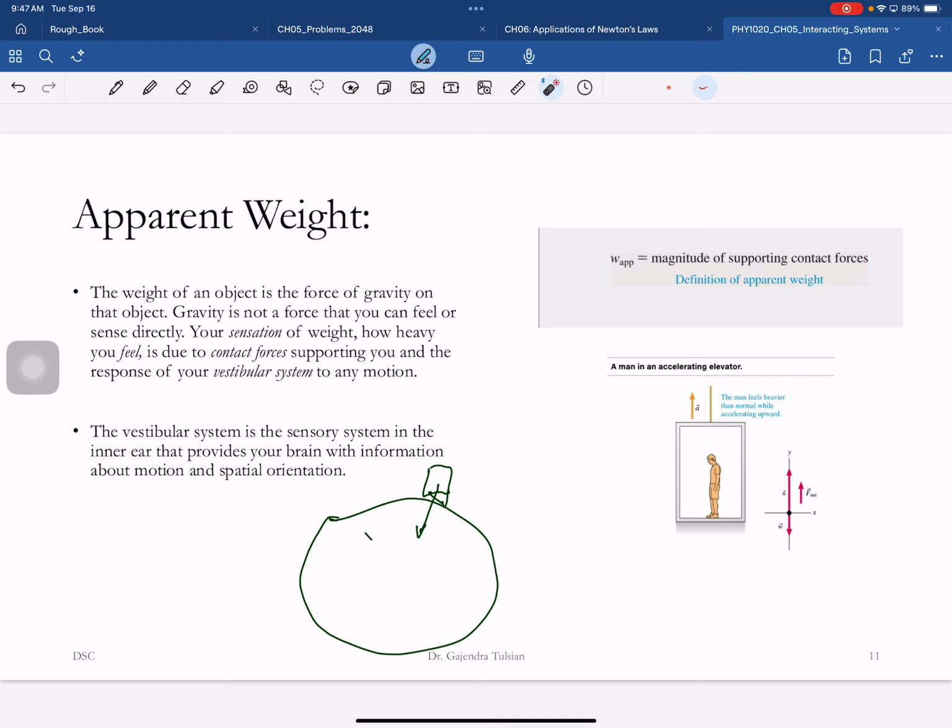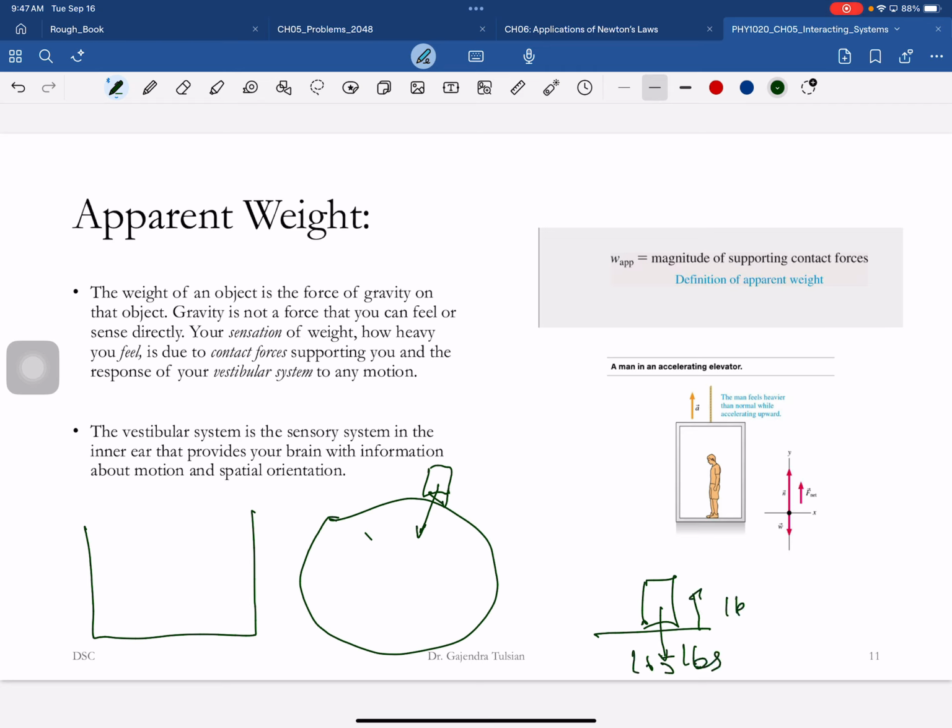So for instance, let's say I stand on a scale. The earth pulls me with a force of 165 pounds. And so the scale has to push me up with a force of 165 pounds. And so that's what it measures.